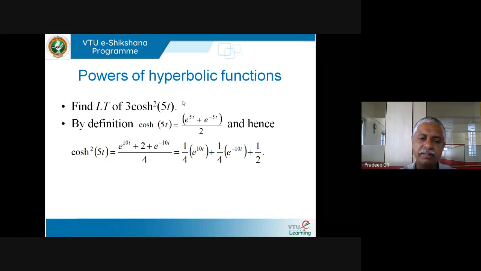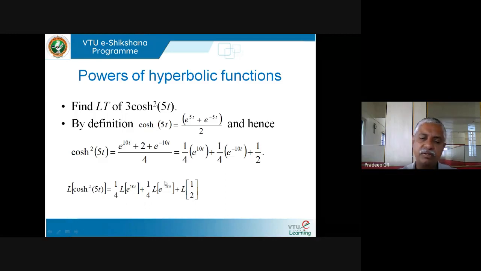Why have I written it like this? Because it's easy for me to find the Laplace of each of them. So the Laplace of cosh square 5t is nothing but 1 by 4 of the Laplace of this plus the Laplace of this. I'm using linearity here: I can pull out constants and write the Laplace of whatever is left inside. That's what I have done here.